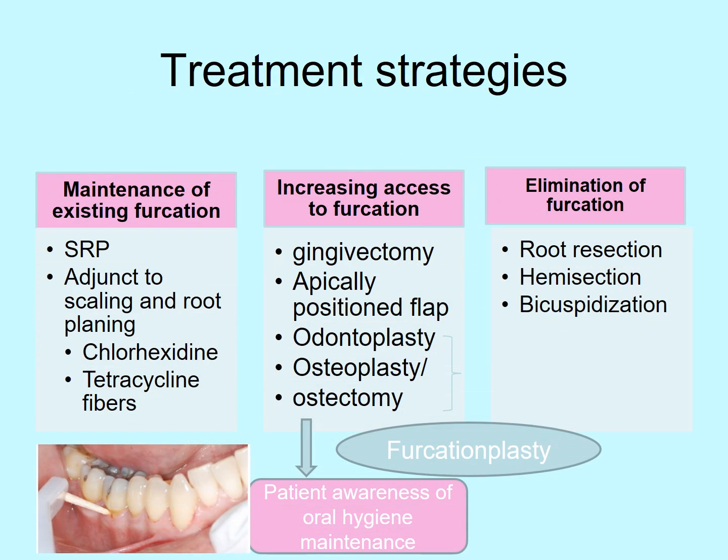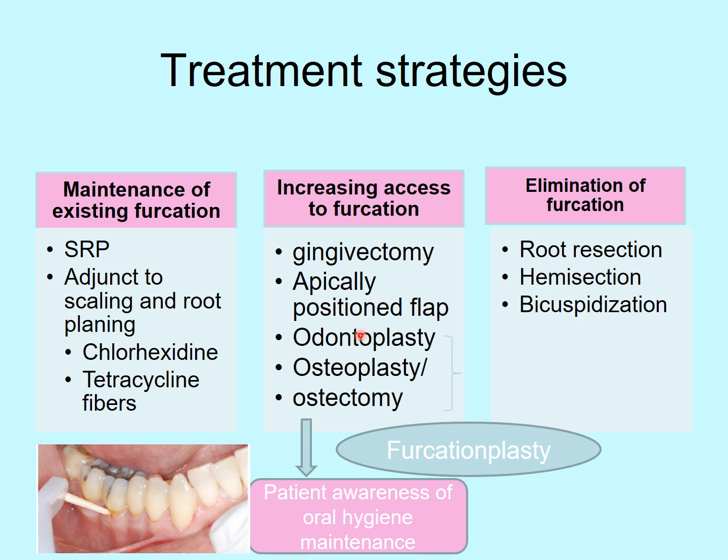Coming to treatment strategies, we have different procedures under different categories. There is maintenance of existing furcation, increasing access to furcation, and elimination of furcation. Under maintenance of furcation, there is scaling and root planing, and adjuncts to scaling and root planing, that is chlorhexidine, tetracycline fibers, and you can cleanse the area with all these techniques. Coming to increased access to furcation, you can go for surgical procedures like gingivectomy, apically positioned flap, or modified Widman flap. These flaps we will be studying later.